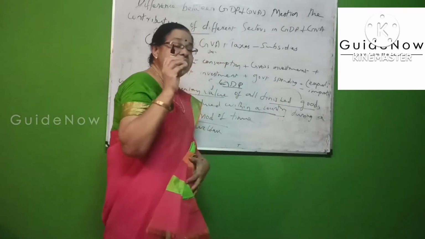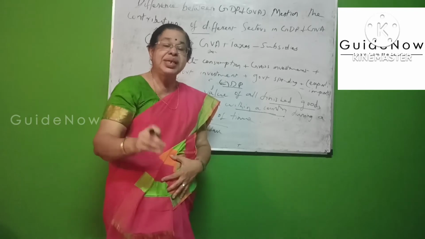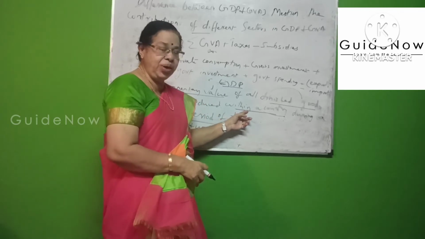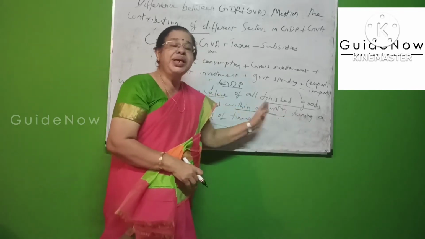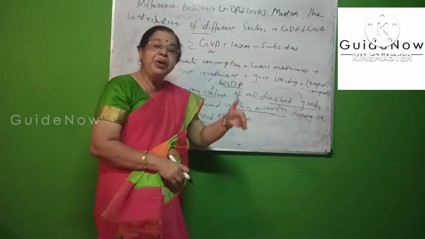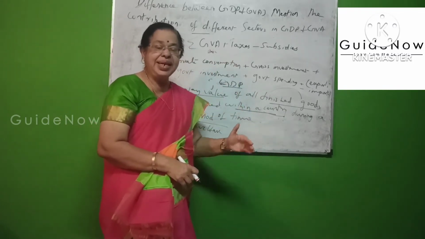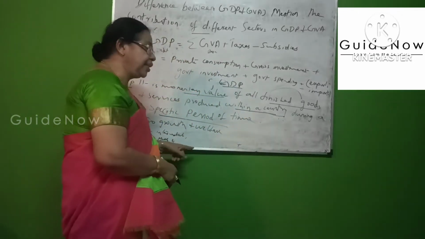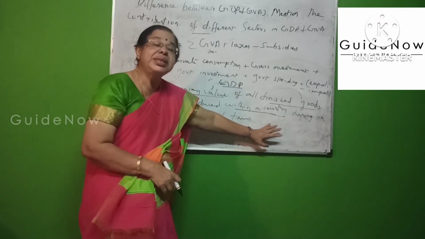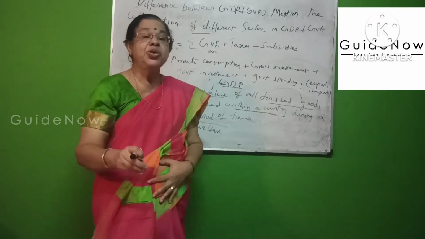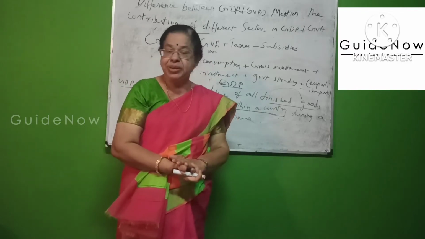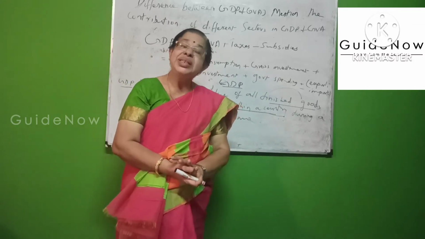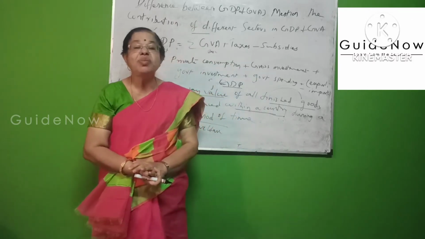Those final goods and services which are produced within the country, within our economy, are included here. At the same time, it is during a specific period of time, a particular period. In India, we take into account the financial year. The financial year ranges from 1st April to March 31st. This represents a specific period in the Indian context. This is the financial period. That is the definition of gross domestic product.